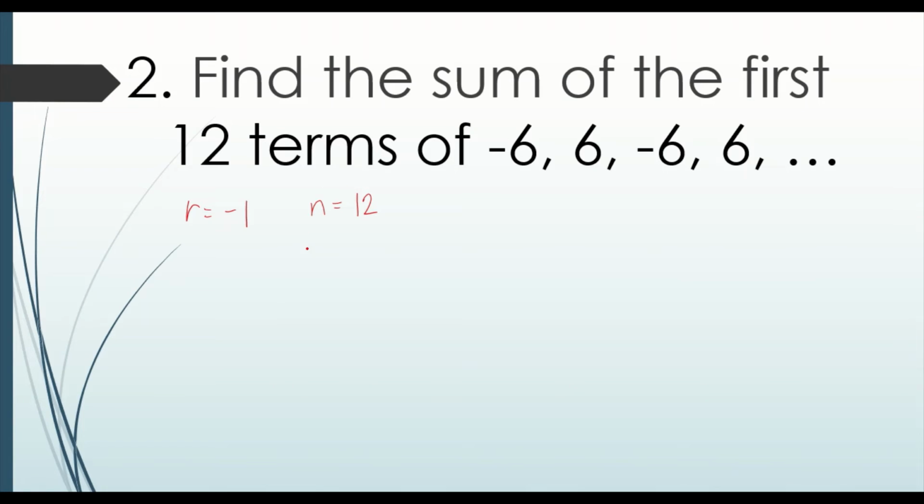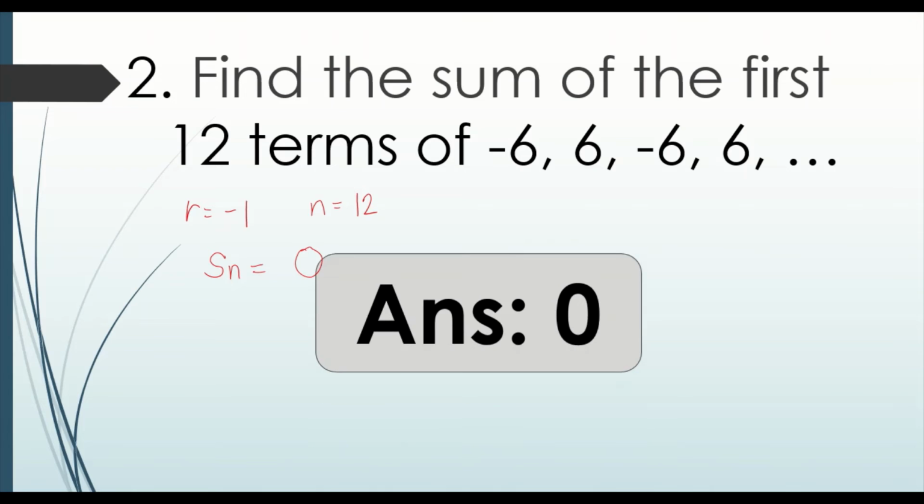According to our cases awhile ago, if the common ratio is -1 and the number of terms is 12, an even number, then S sub n will become 0, since if we add all the terms up to 12 terms, the answer will be 0. So the answer is 0.